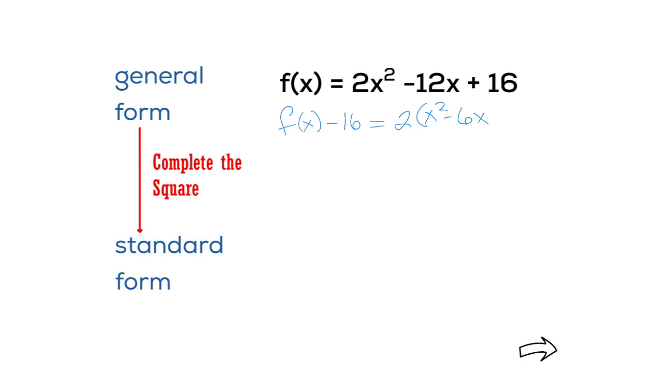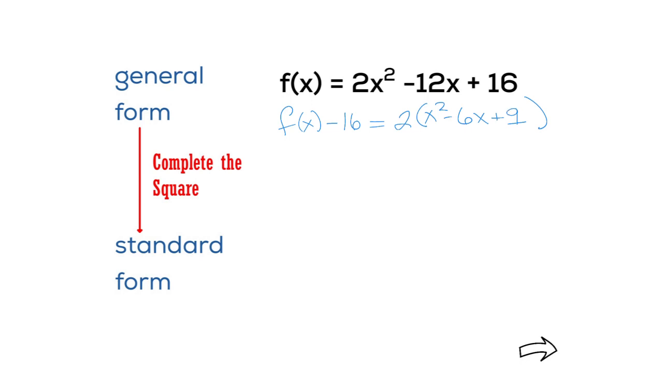And now you're ready to complete the square, which means add in a number here that is going to make this a perfect square trinomial. To do that, we take half of this number and square it. So half of negative 6 is negative 3, but you always square it, so it always ends up positive. So that's going to turn into a plus 9.